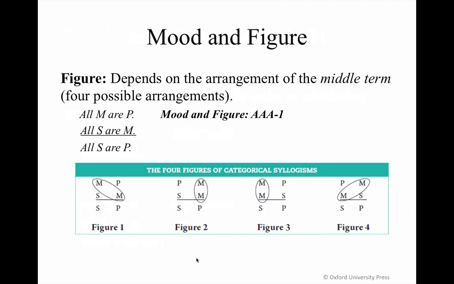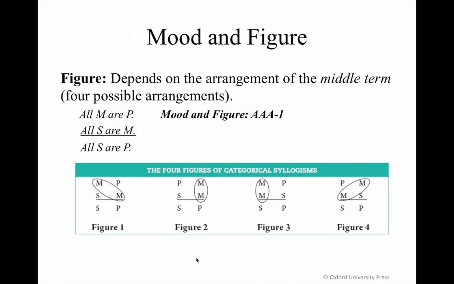The figure has to do with the placement of the middle term in the premises. Notice that in figure 1, and your figures will always be 1, 2, 3, or 4 when they reflect the order of the middle term. In other words, these are the standards for figures 1, 2, 3, and 4. So figure 1 always reflects an argument whose middle terms are respectively in the subject position of the major premise and the predicate position of the minor premise.